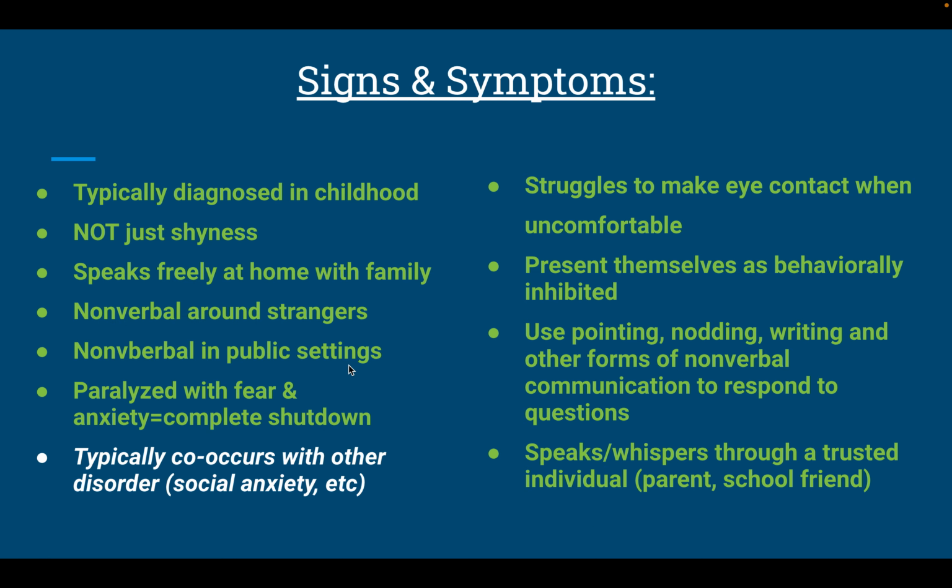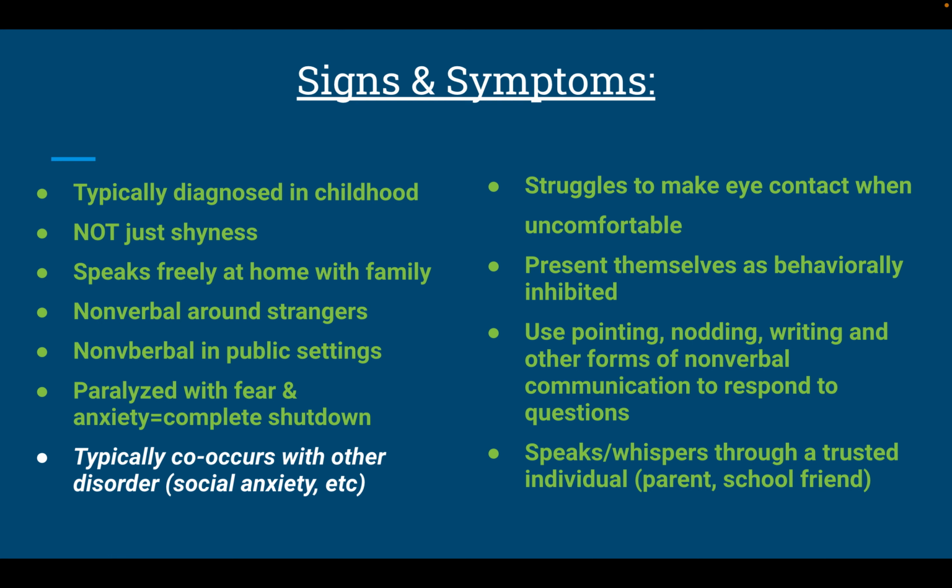Okay, so signs and symptoms: how to know if a student or somebody you know might potentially have selective mutism. Again, this is from the Selective Mutism Association. Typically it's diagnosed in childhood, usually ages 3 to 5. When social situations arise, children are not interacting or communicating. It's more than just shyness. It's not just shyness, as I've mentioned several times.